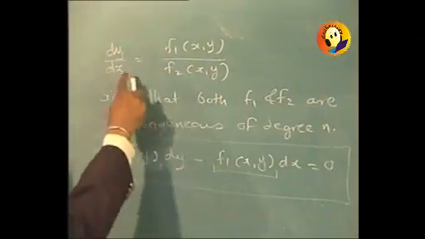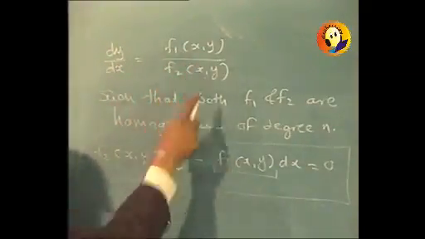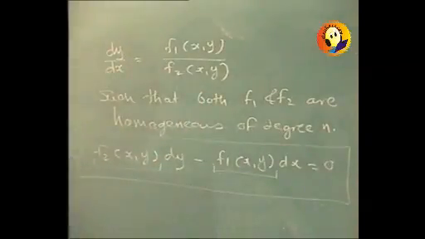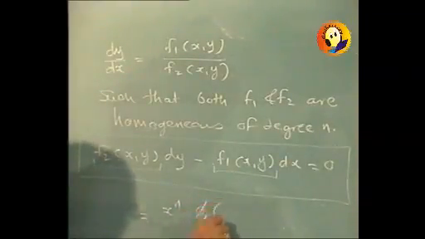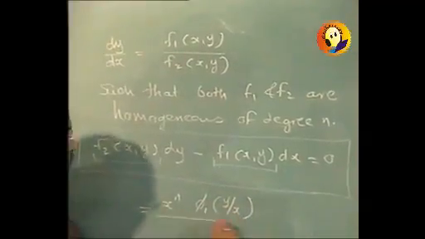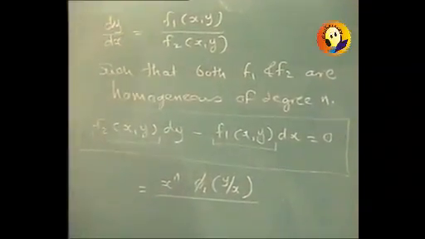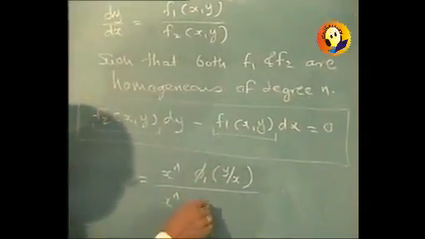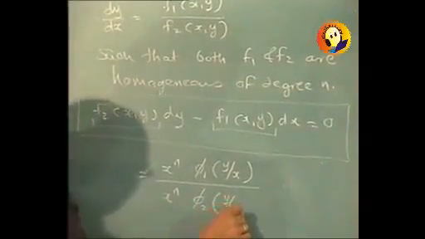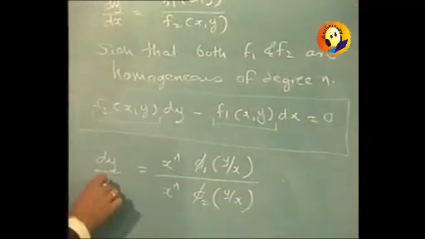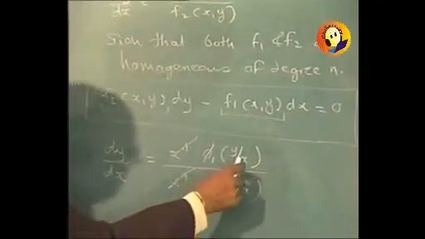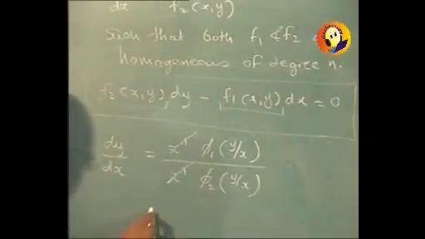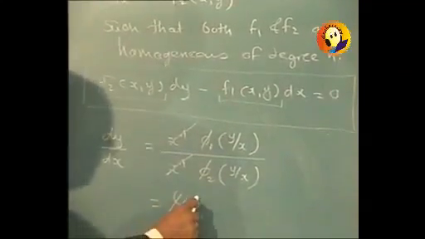So when we consider dy by dx equal to f1 of xy upon f2 of xy, both f1 and f2 homogeneous of degree n, then we can take x raised to n common from numerator as well as from denominator, resulting in numerator as x raised to n into some function of y by x, divided by denominator as x raised to n into some other function of y by x, left hand side remaining dy by dx. So x raised to n will cancel, and you have got some function of y by x divided by some function of y by x, which can be easily written as, say, psi of y by x.